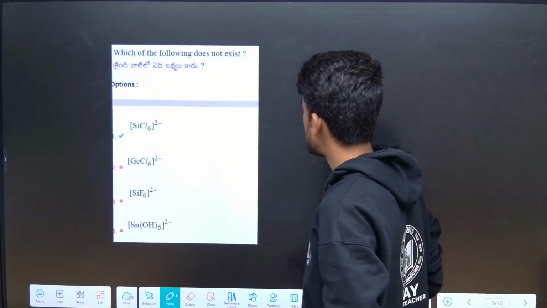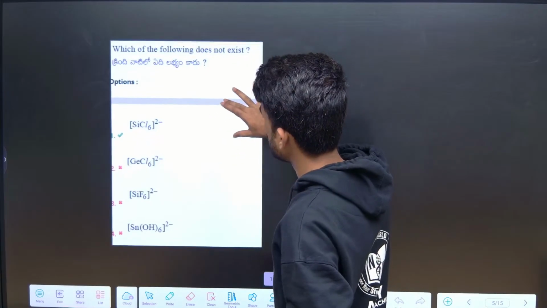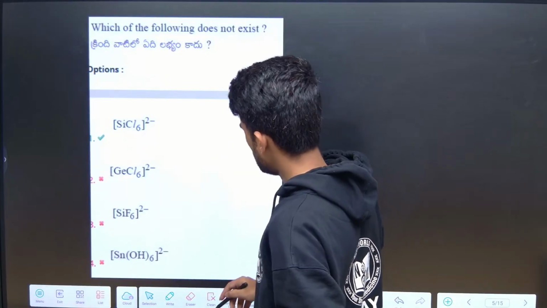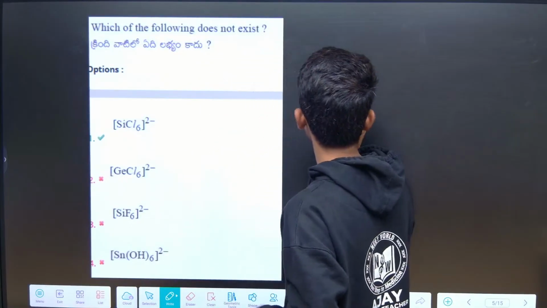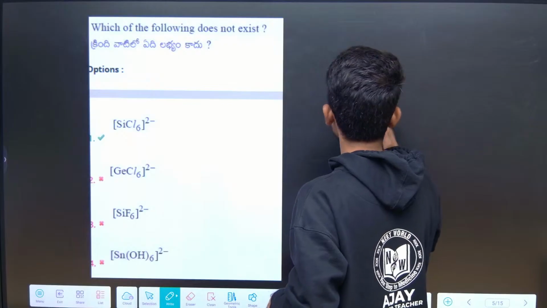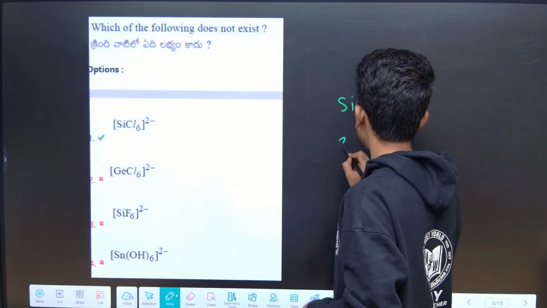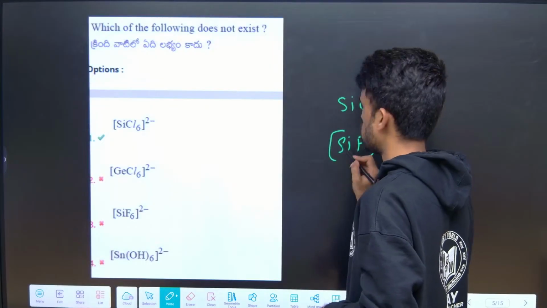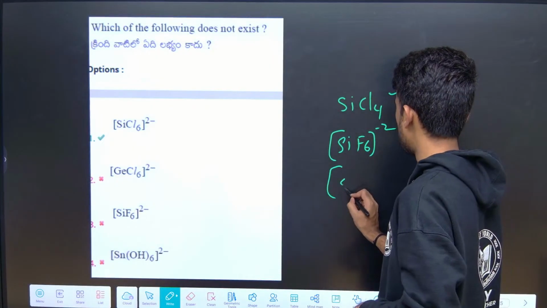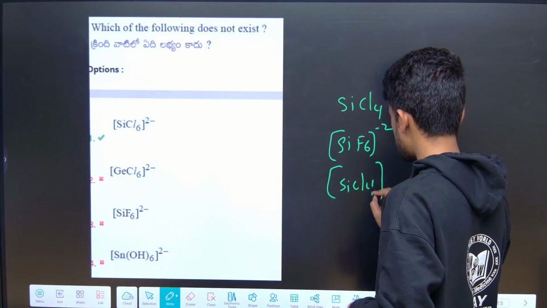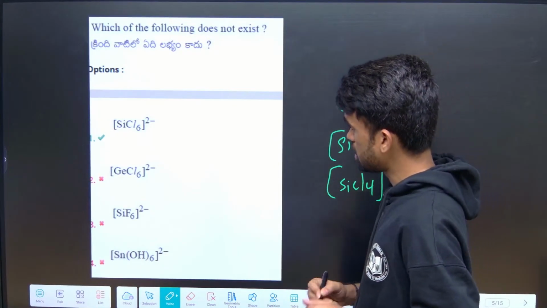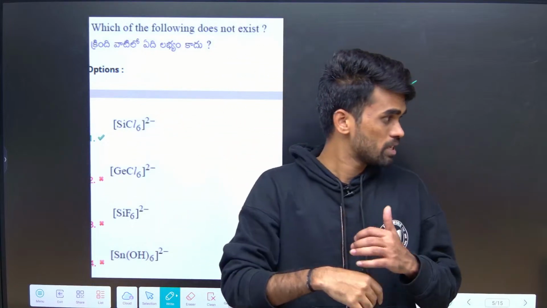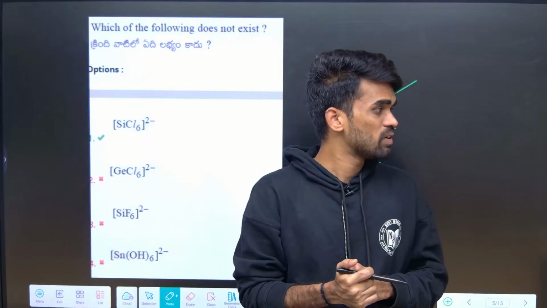Now tell me which of the following does not exist. Which will not be existing here? If you look here, SiCl4 will exist, and SiF6 2 minus will also exist. But not SiCl6. Because of the small size of silicon, it cannot accommodate the bulky chloride ions around itself. Therefore there will be repulsions between them and it will not exist.